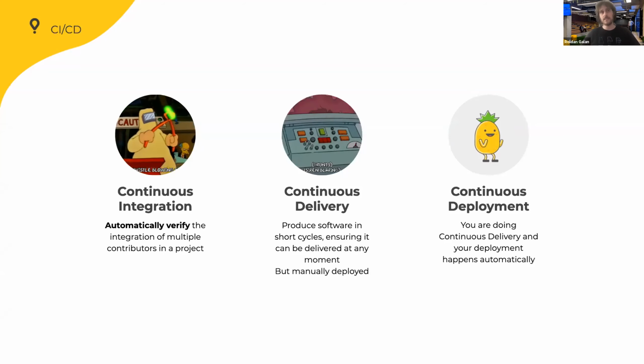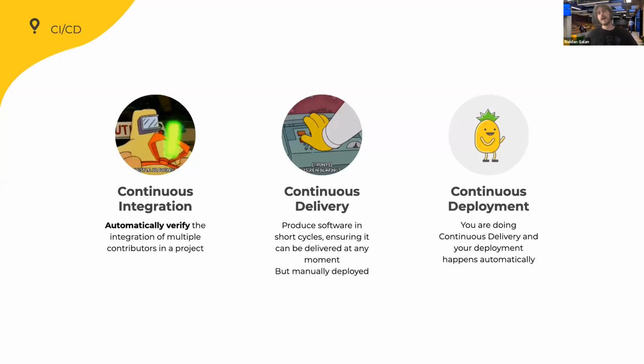Then the CD part of CI/CD sometimes means continuous delivery, sometimes deployment. Continuous delivery is a way of producing software in short cycles, where you are sure that everything is deliverable at any moment, but you still don't have any automation for the deployment. Finally, we have continuous deployment, which is what we all would like to have. First you need continuous delivery, and then you need to automate your deployment. If you are able to do this, you can have continuous deployment.